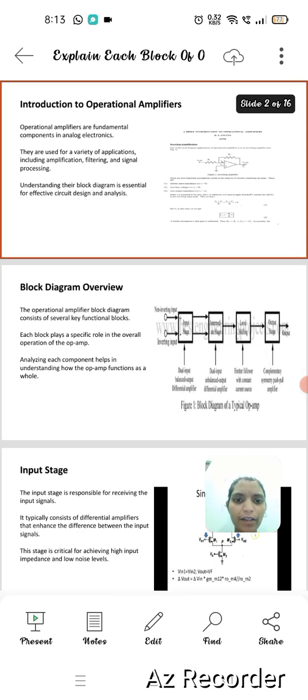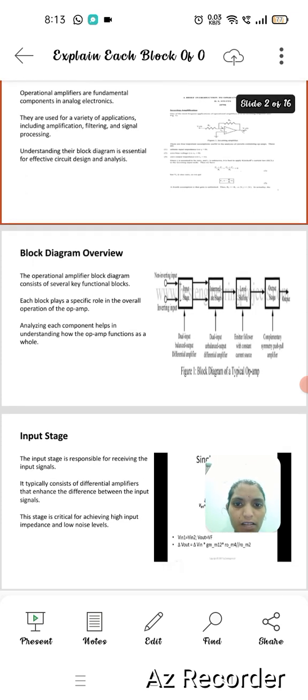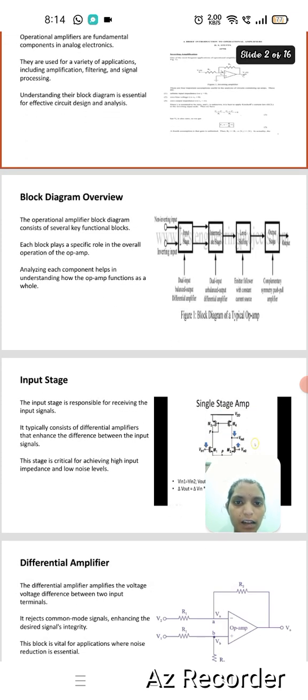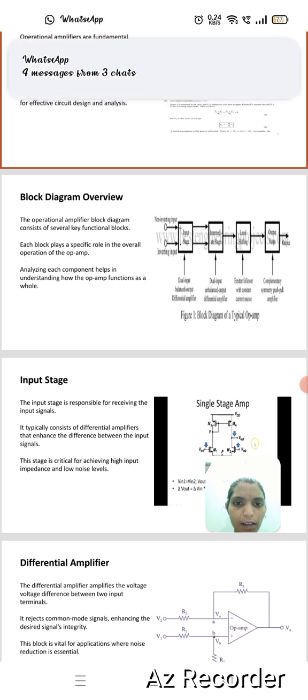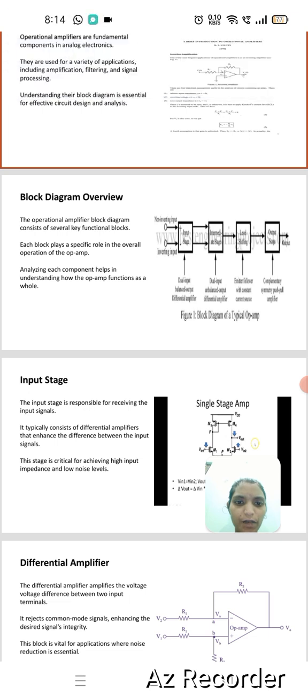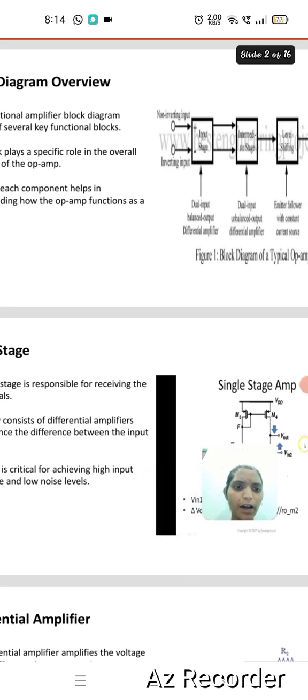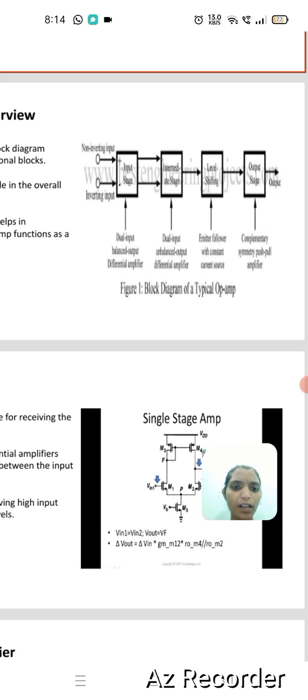They are used for a variety of applications, including amplification, filtering, and signal processing. Understanding the block diagrams is essential for effective circuit design and analysis. Block diagram overview. The operational amplifier block diagram consists of several key functions. Each block plays a specific role in the overall operation of the op-amp. Analyzing each component helps in understanding how the op-amp functions as a whole. Here is the block diagram of a typical operational amplifier.